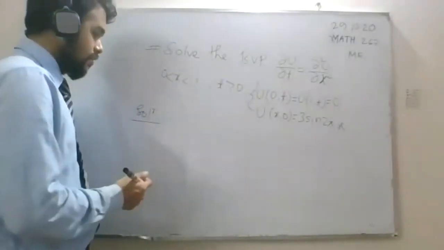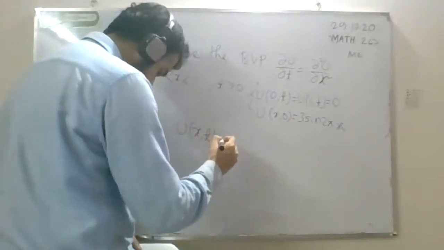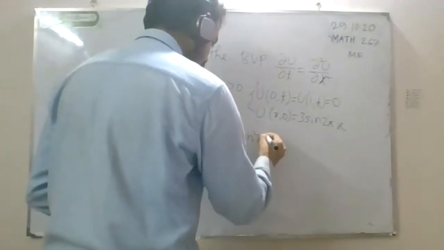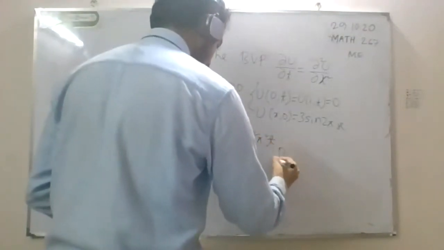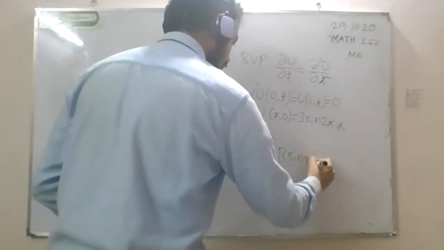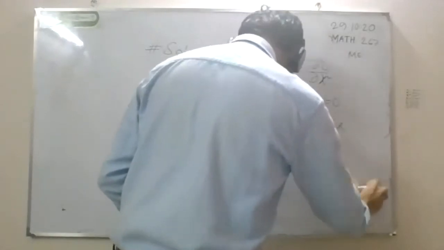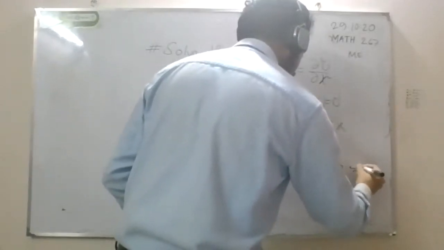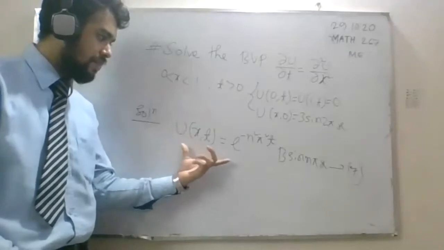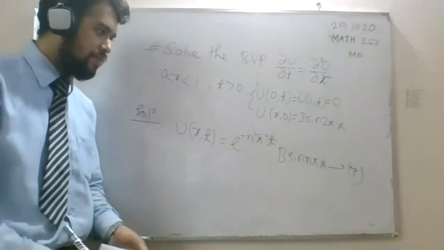Here we saw that our solution is u(x,t) equals e to the power minus n square pi square t, b sin n pi x. We found this. This is our equation, suppose this is equation 7. So we did this in the previous class, and from there our result is u(x,t) equals e to the power minus n square pi square t b sin n pi x.